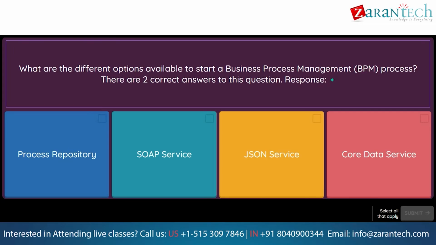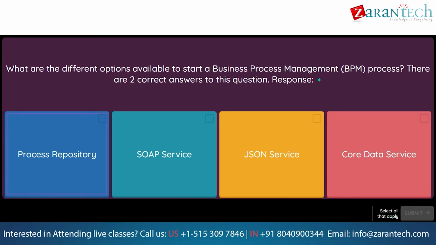Question: what are the different options available to start a business process management (BPM) process? There are 2 correct answers to this question. Response: Option 1 Process Repository. Option 2 SOAP Service. Option 3 JSON Service. Option 4 Core Data Service.